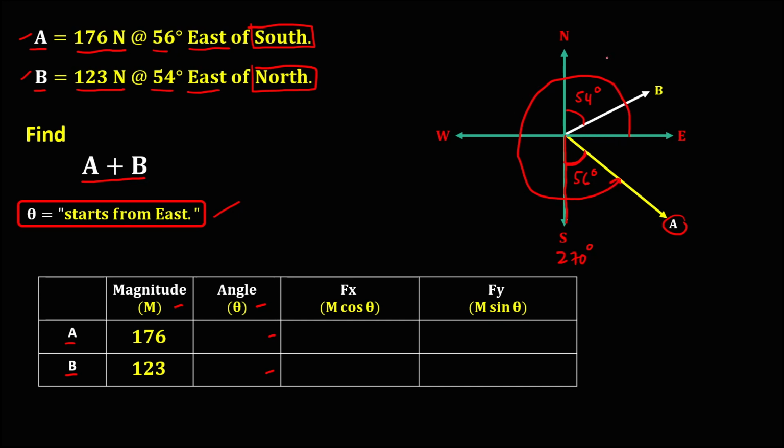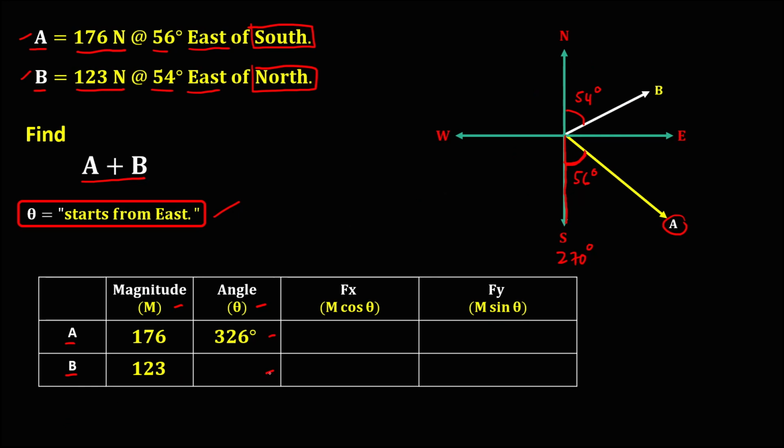So if the angle is inside the rotation, we need to add these two angles. So this is equal to 270 degrees plus 56 degrees. Therefore, theta for vector A is 326 degrees.